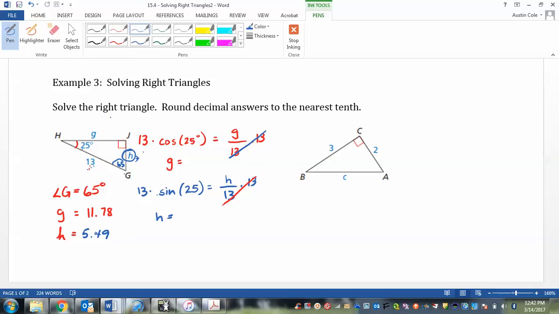One thing that you guys can always do is stop and check yourself. In a triangle, the largest side is going to be across from the largest angle, and the smallest side is going to be across from the smallest angle. So if I look here, 25 degrees is my smallest angle, so h should be my smallest side. G is my second largest angle because the largest is 90, so side G should be my second largest side, which it is at 11.78. That's a way that we can check ourselves. Questions there?